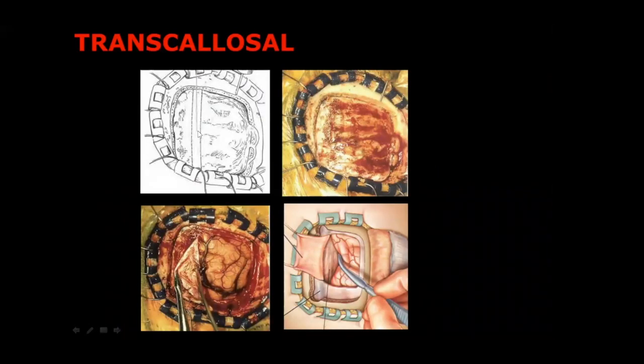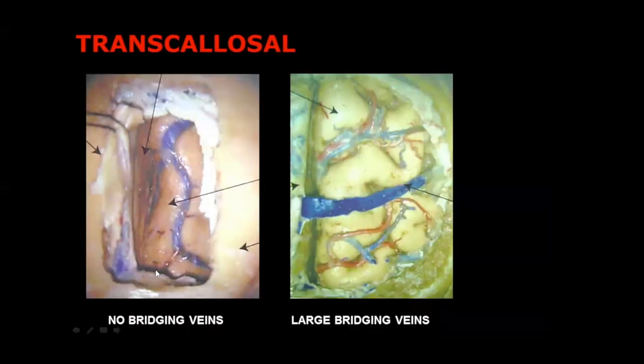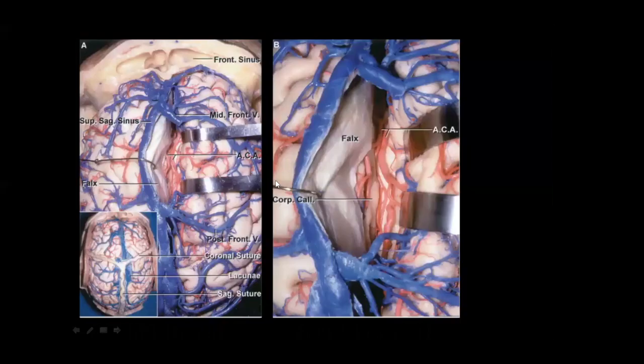So this is the superior sagittal sinus. You have crossed the midline, open the dura, and then go here. You may find no bridging veins, but you may find large bridging veins, and usually you find large bridging veins. I have not seen a case without bridging veins. Most of them will have large bridging veins.